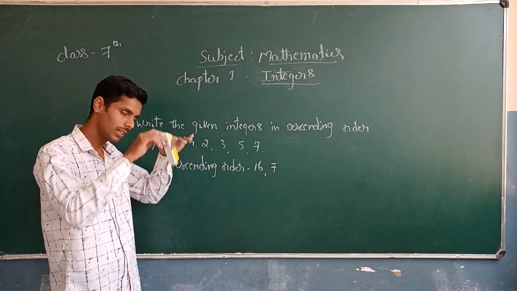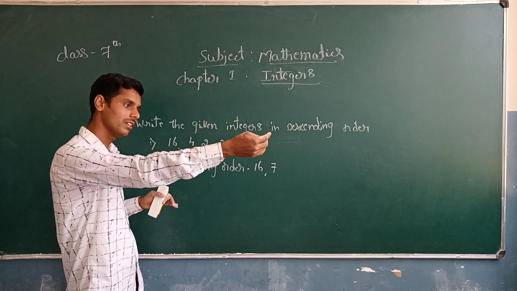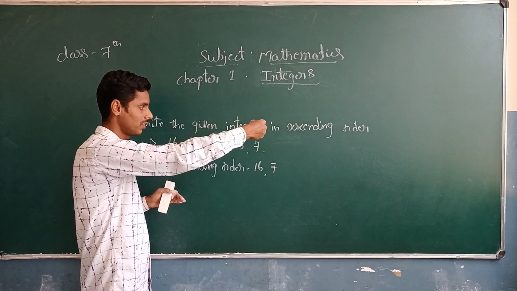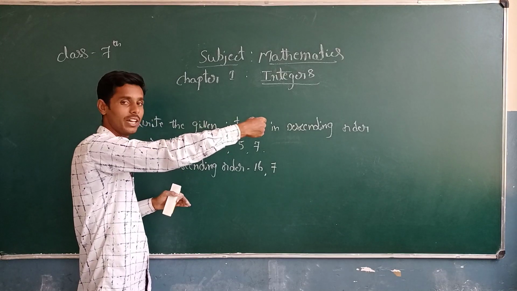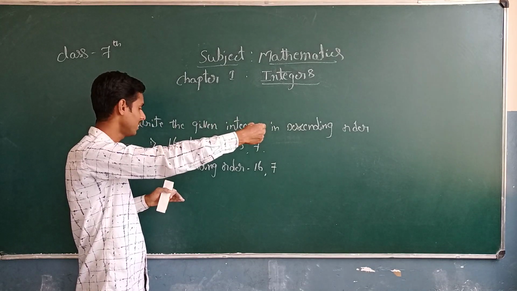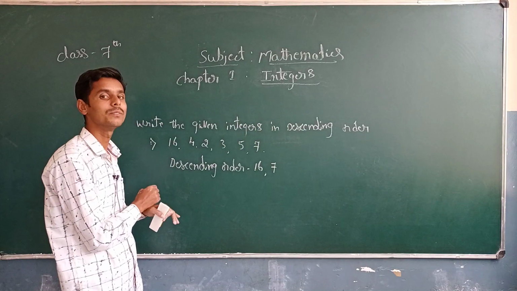Clear? On the number line, 16 is on the right side, the corner. You have the position there. For descending order we go to the left.